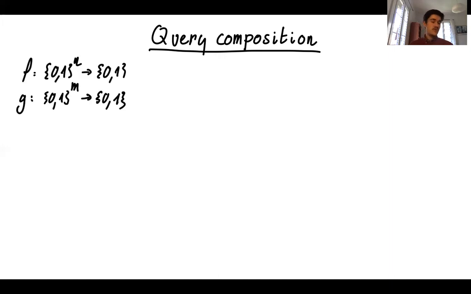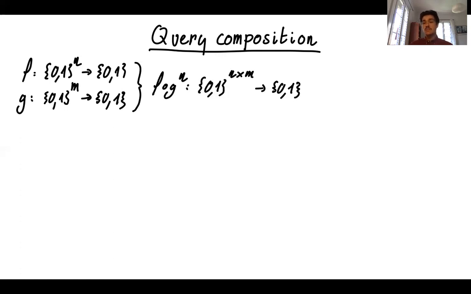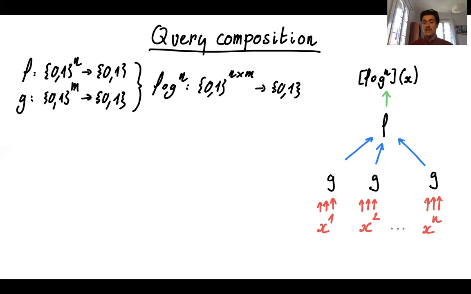So we will have two functions, the outer function f, which takes n-bit strings, and the inner function g, which takes m-bit strings. The composition f composed with g simply takes an input of length n times m and returns 0 or 1 in the natural way. So that this defines this tree-like computation.